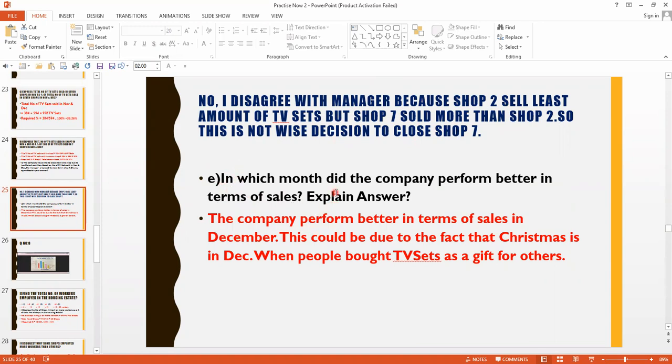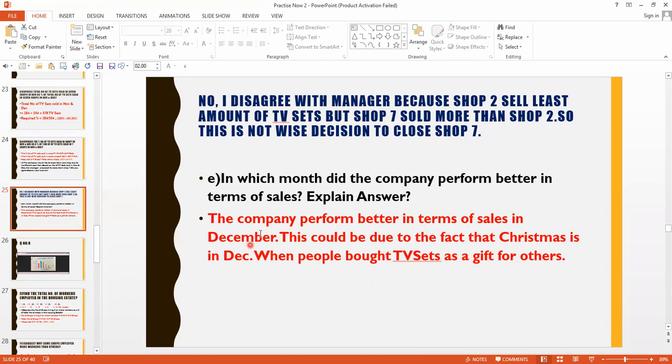They're saying, in which month did the company perform better in terms of sales? Explain your answer. Very easy. After seeing the graph, you easily understand that the company performed better in terms of sales in December. This could be because more TV sets were sold in December, since on 25th December we have Christmas. People buy more TV sets because they want to give them as a gift to others.